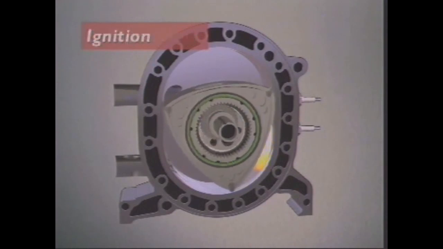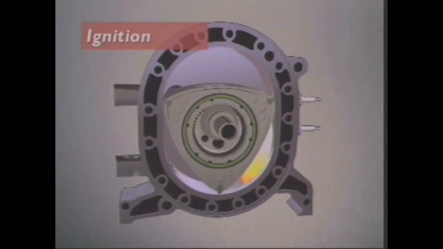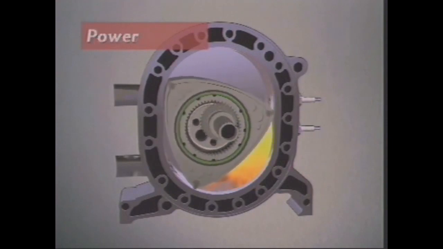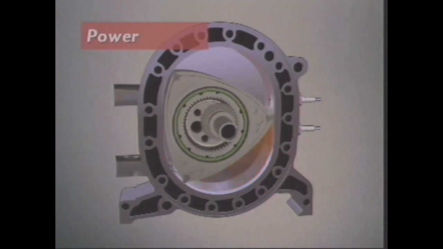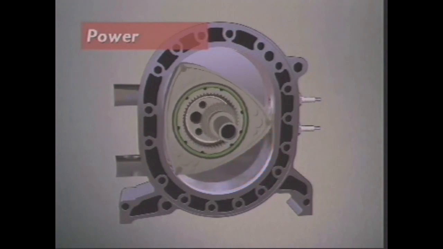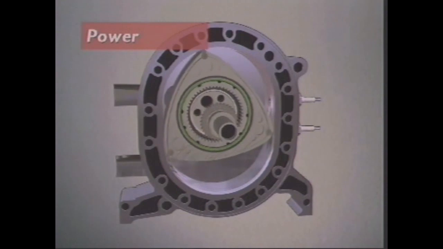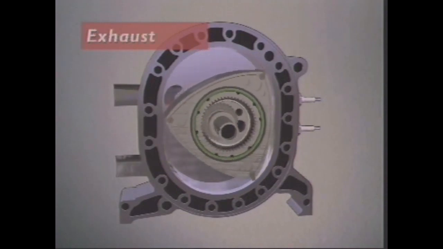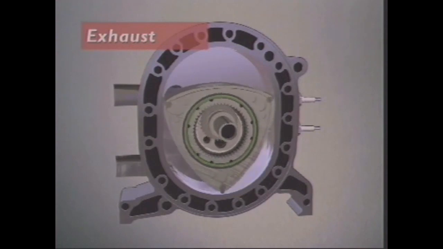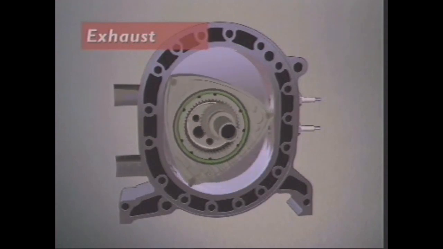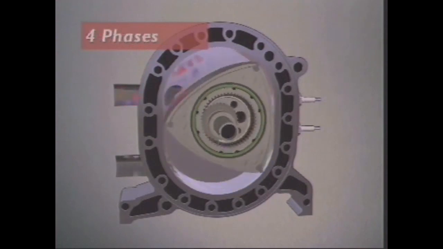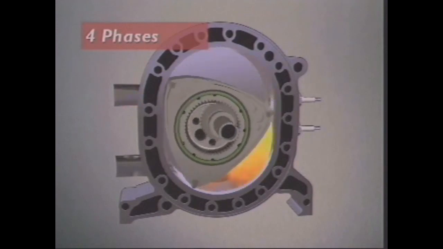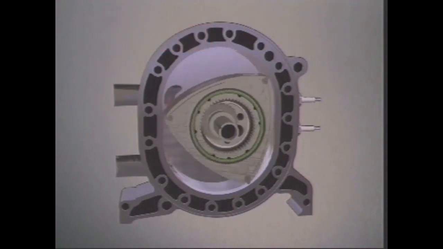Hot, expanding gases apply force to the rotor and produce a power pulse, which turns the rotor. This power impulse is also called expansion. The apex of the rotor uncovers the exhaust port, and exhaust gases are pushed out of the chamber. This completes one cycle. In rotary engines, the stages are called phases. So one engine cycle has 4 phases.